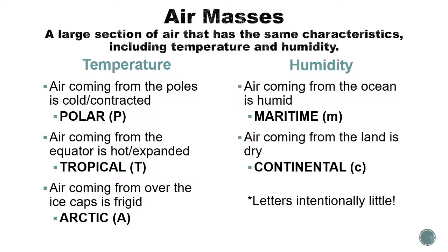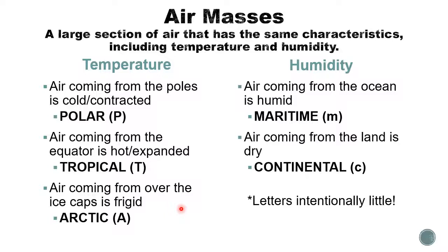So our air masses. These are large sections of air that have the same characteristics, including our temperature and humidity. So we name them after these two characteristics. Our temperature. Air coming from the poles is cold and contracted, so we're going to call it polar. We use a big P for that. Air coming from the equator is hot and expanded, so we call it tropical. We use a big T for that.